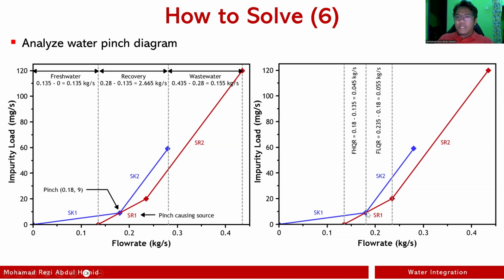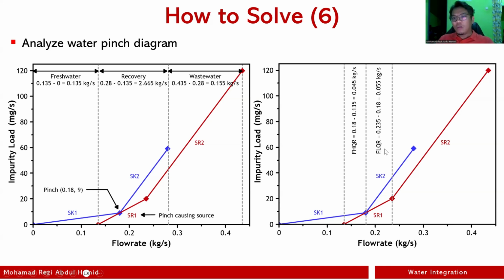As you can see, from the pinch point to the end of your pinch causing source, from the middle here to here, these are called the fluid or high quality region. So 0.18 minus 0.135, I got 0.045 kilogram per second. These are flow rate from high quality region. Now, do the same. These are flow rate from low quality region.